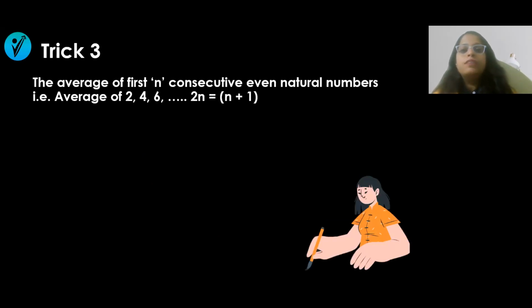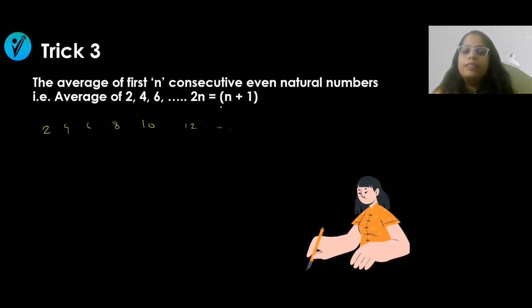The average of the first consecutive even natural numbers. Even natural numbers means what? Those will start with 2 and those should be even numbers. So what will be those? 2, 4, 6, 8, 10, 12 and so on.